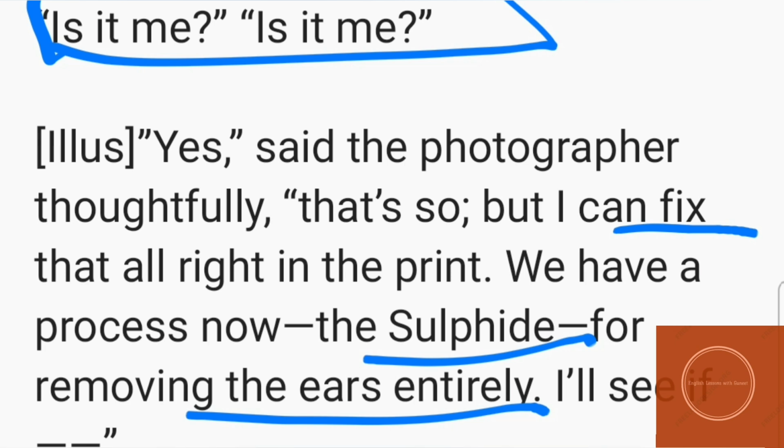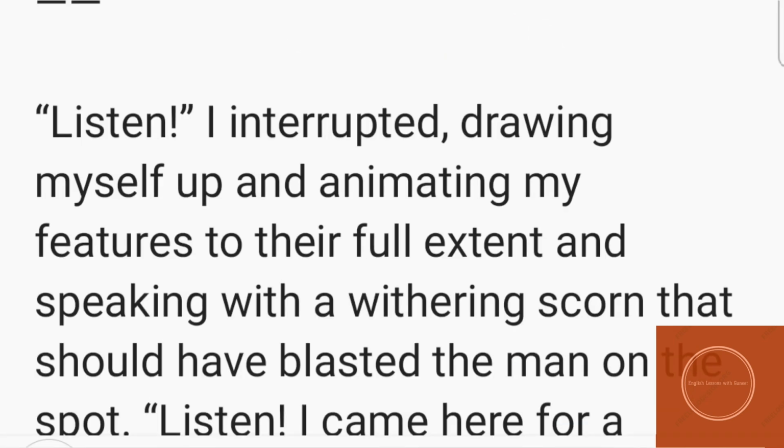Now, the point had come in which the customer, the man, the protagonist, the narrator of the story, could not tolerate anymore the things that the photographer was saying. So he finally says to him what he really feels. "Listen," I interrupted, drawing myself up and animating my features to their full extent and speaking with a withering scorn that should have blasted the man on the spot.